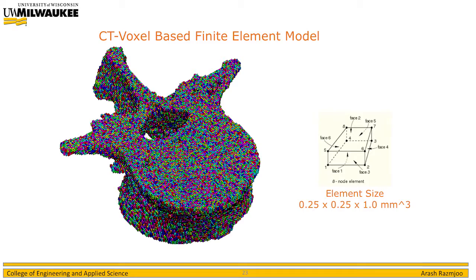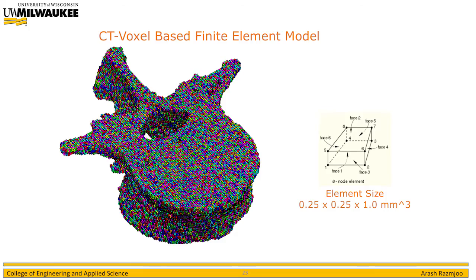So, depending on the CT slice thickness and resolution of the CT imaging, because our elements correspond exactly to, or are equivalent to, the voxel size, it dictates the number of elements. For this reason, we have a lot of elements, and it increased the computational cost and the computation time. It needs special hardware.